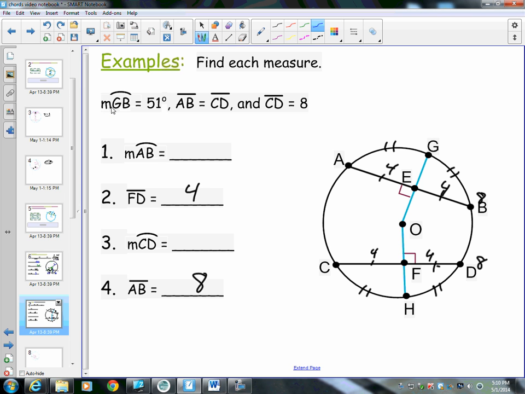What's given to us, it says the measure of arc GB is 51. So GB is 51. And AG is 51. Meaning also HD is 51 and CH is 51. So the arc AB is 51 plus 51, which is 102. Arc CD is 51 plus 51, which is 102.